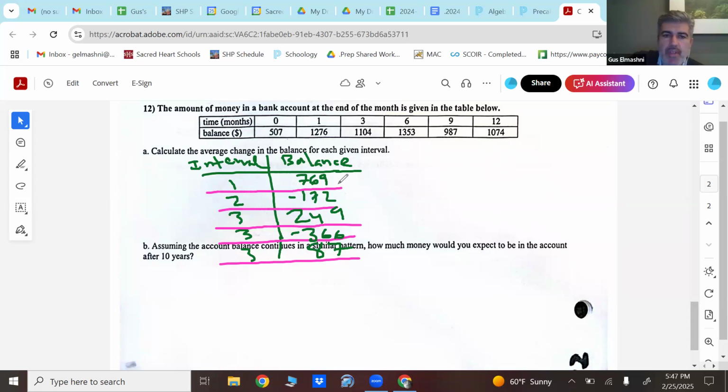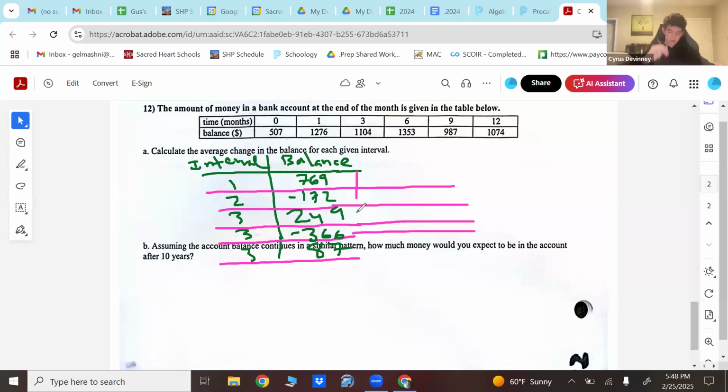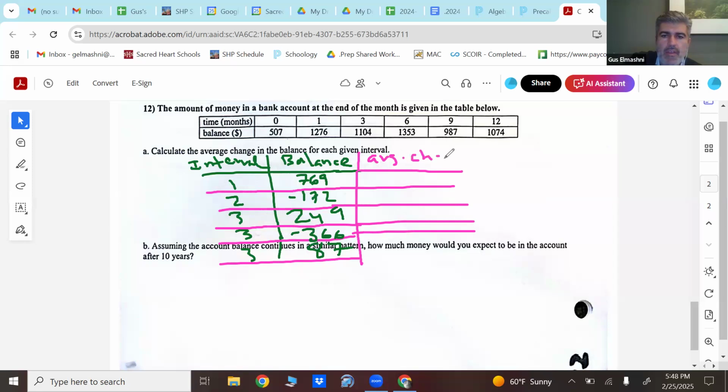So then when you actually, I'm not done yet. So then what you do, if I extend this, okay, so when you calculate the average rate of change, that'll be 769, it'll be negative 86. 249 divided by 3, that's 83. It's negative 122. Okay. That'd be 29.